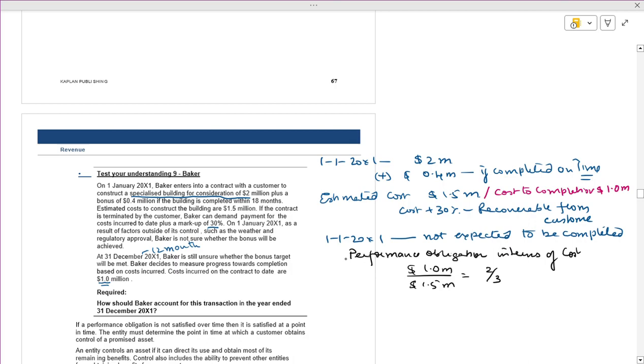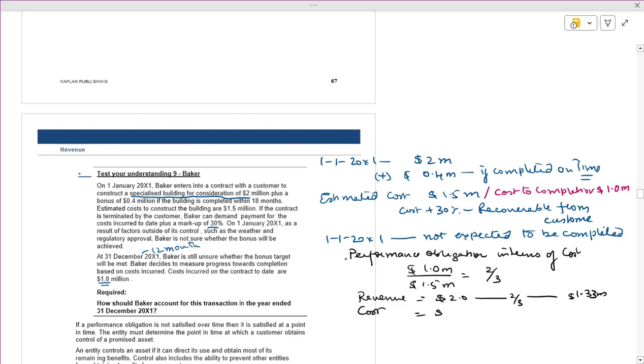From the revenue, take 2/3. How much do you have to take? Revenue is 2 million. 2 million into 2/3 comes to how much? It comes to 1.33 million. Okay, 2 divided by 3 into 2 comes to 1.33.